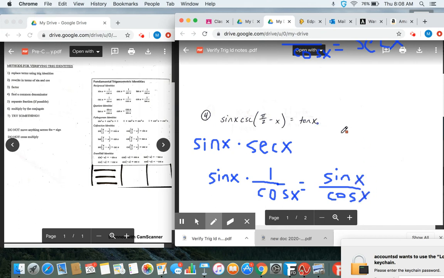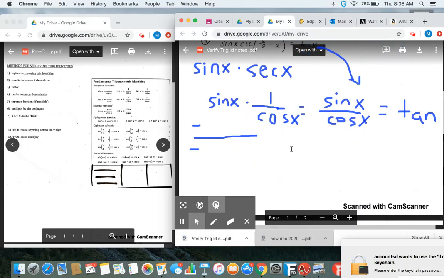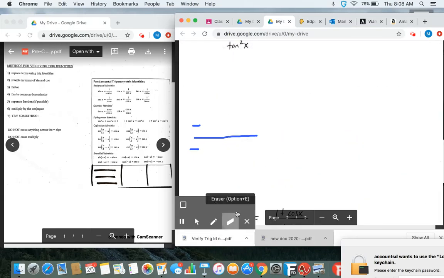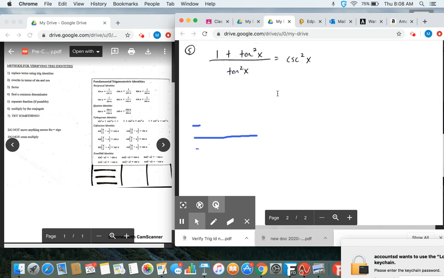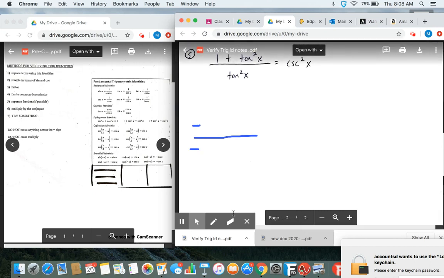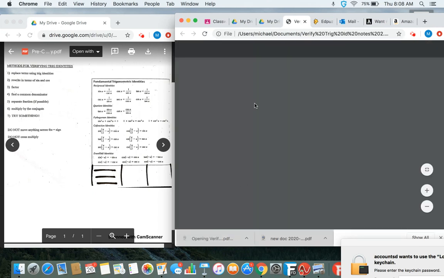All right, this right here equals tangent. All right, 2 down. I wonder why it always does this. Huh. All right, next problem.